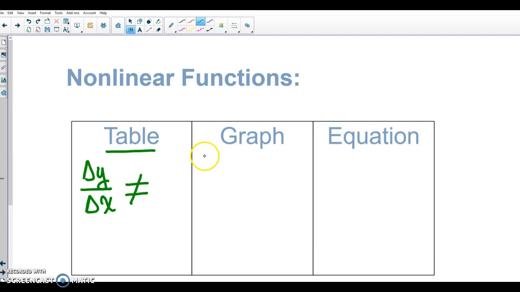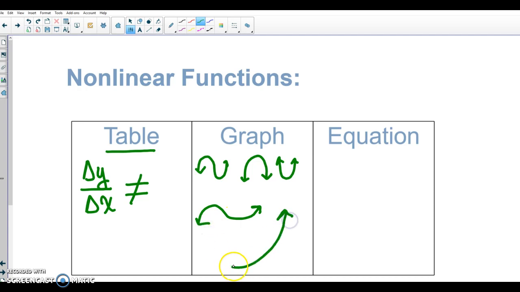In a graph, they would not be straight, so they might be curvy like that, or maybe they look like an upside down U, or maybe they look like a U. Anything that's not a straight line would be nonlinear. Maybe they look like something like that increases.